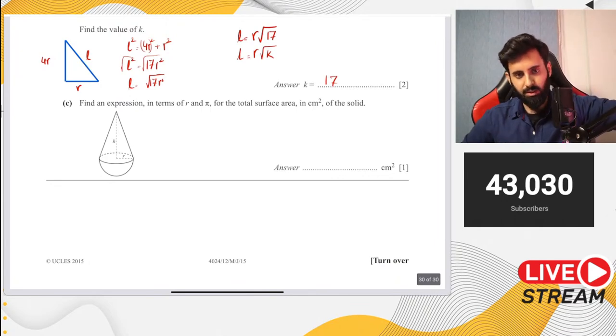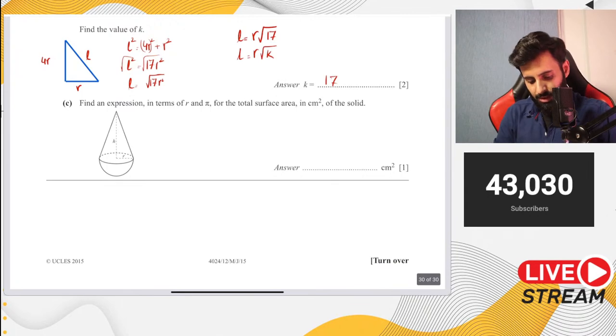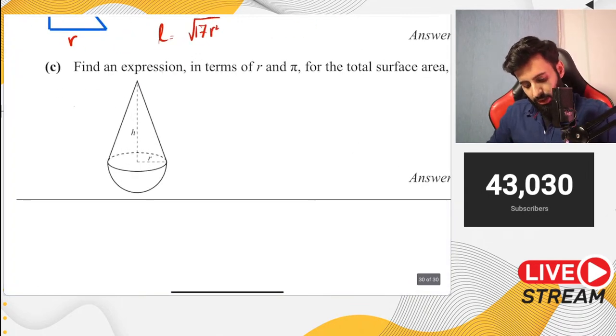Yes, so the answer is correct. I will be able to touch 2 different surfaces. Now what will they be? 1, the curved surface area.